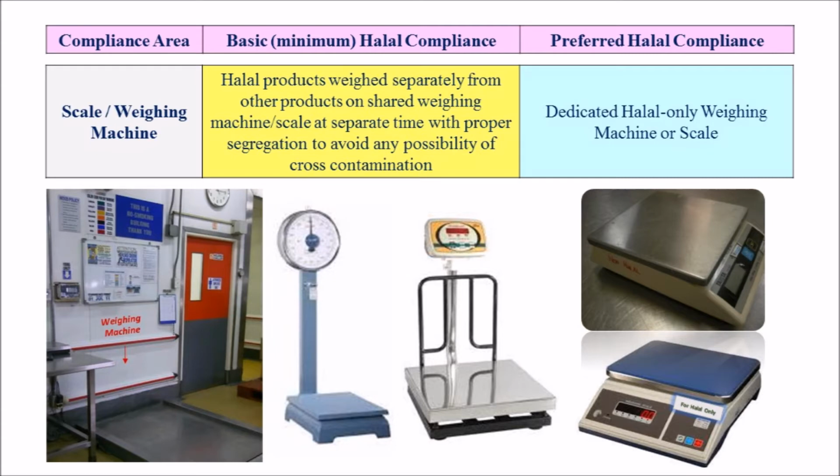Scale weighing machine, you have the minimum, the basic. Of course, halal product is weighed separately from other product on a shared weighing machine. This is the minimum. If you don't have a dedicated machine, it is still okay, you allow a separate time. You need to have a time schedule for the arrival of the halal product at your reception center, with proper segregation to avoid any possibility of cross contamination. But this is the preferred level, preferred halal compliance: a dedicated halal weighing machine and scale, dedicated only for halal.